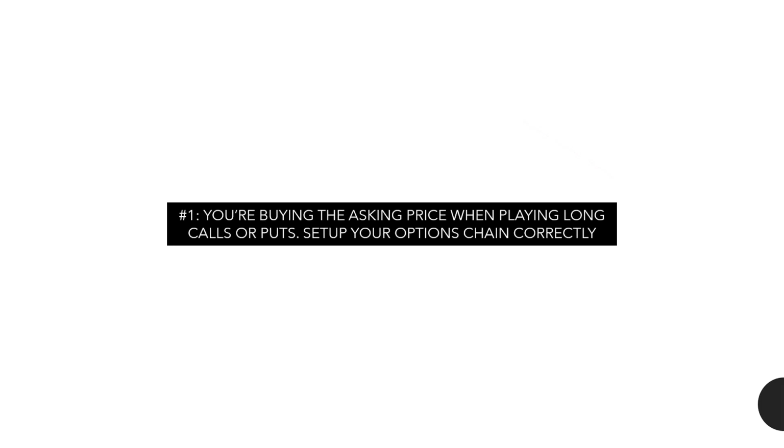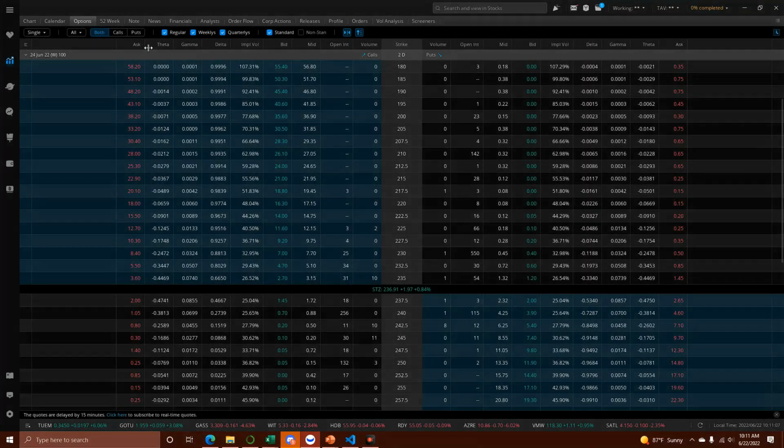Now, this is why you are losing. There's a few reasons why you're going to be losing trades. Number one, you're buying the asking price when playing long calls or puts. Never do this. Set up your option chain correctly. This is the way to do it.